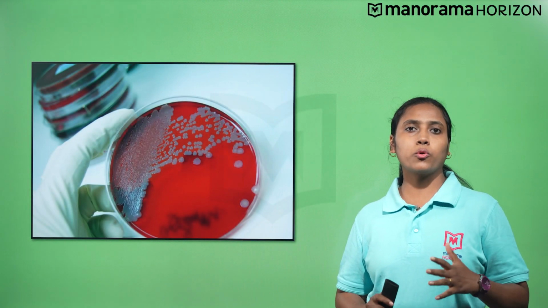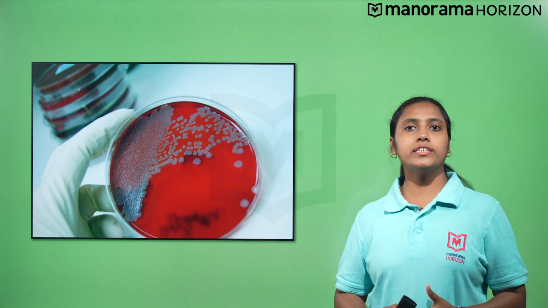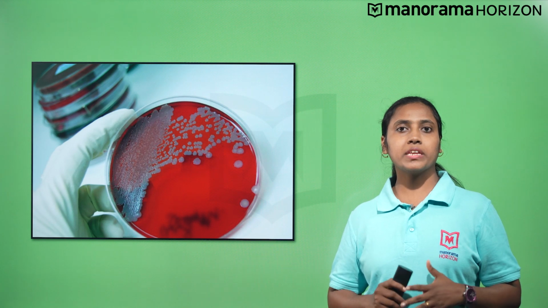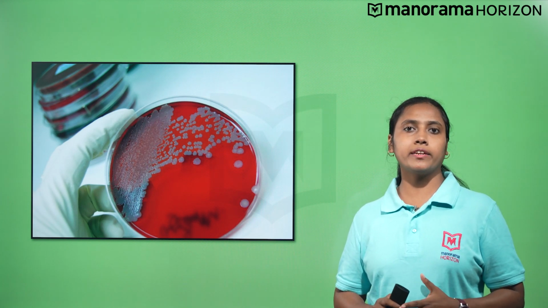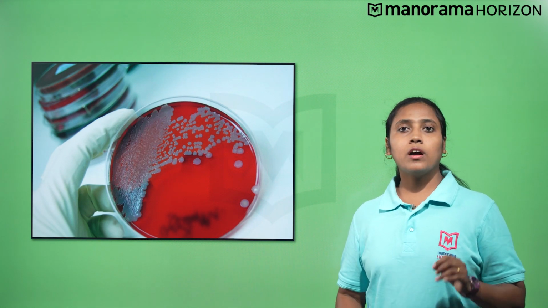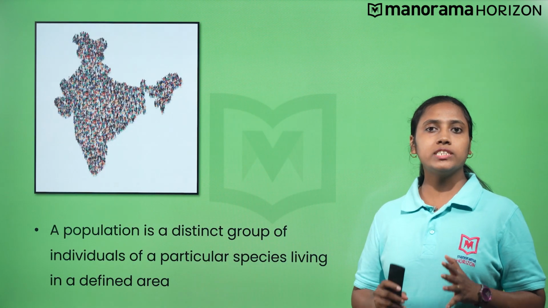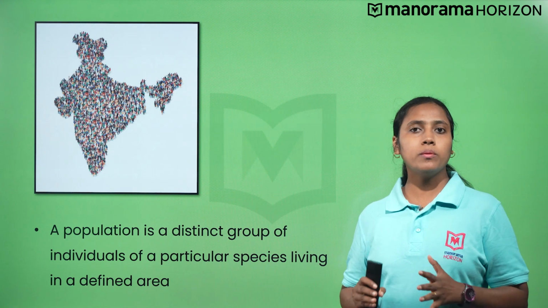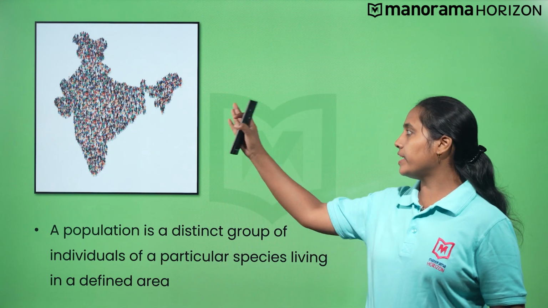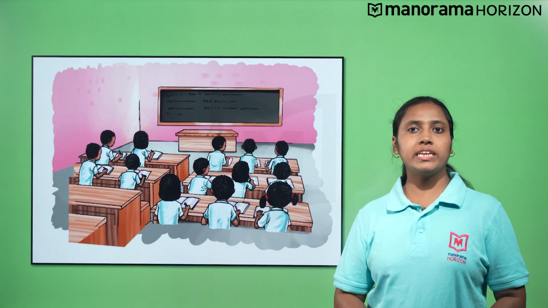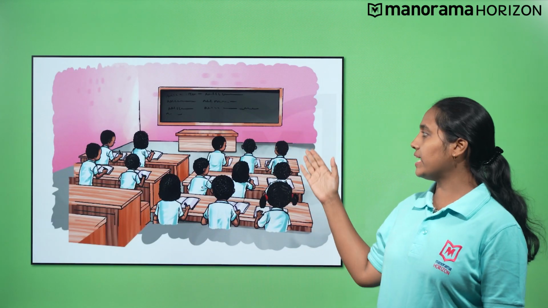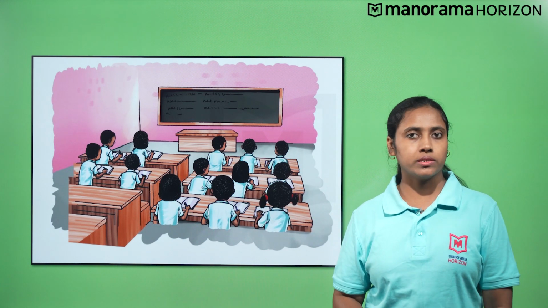Can bacteria growing in a Petri plate be regarded as a population? Yes, bacteria growing in a Petri plate can be regarded as a population. A population is a distinct group of individuals of a particular species living in a defined area. All of the students in a classroom would be an example of a population.